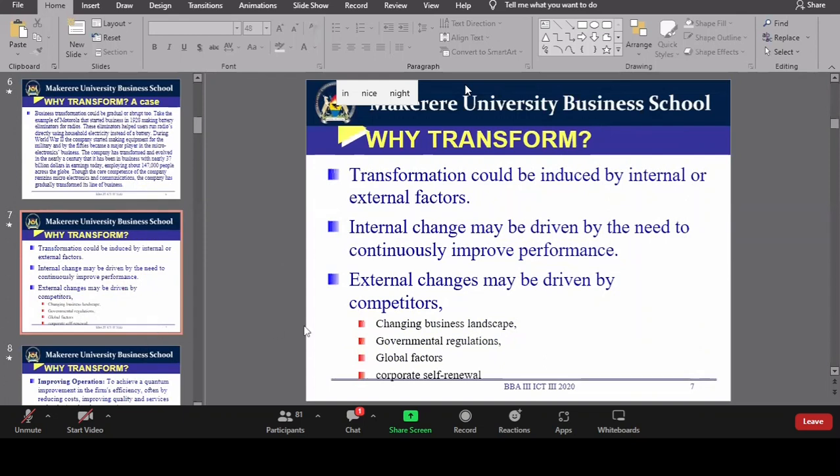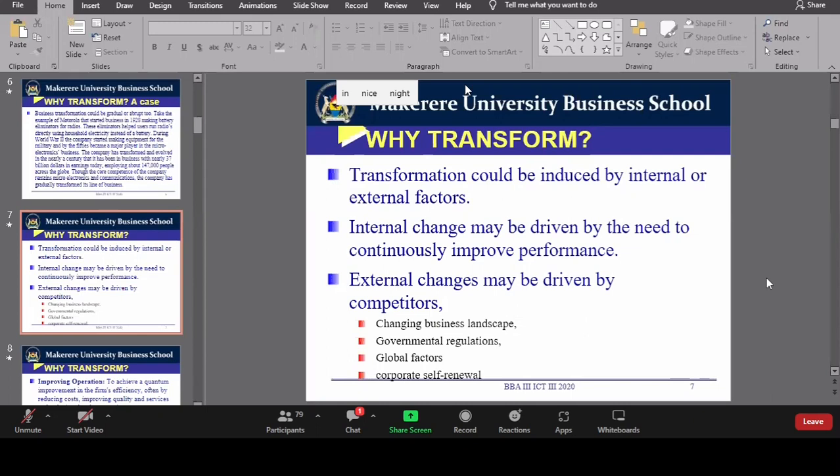Here we are saying that transformation can be driven by either internal or external factors. Internal change may be driven by the need to continuously improve performance, mark that. External change may be driven by competitors, and by external factors such as social, technological, environmental, and legal. You must analyze those factors to be able to drive the transformation that you need.